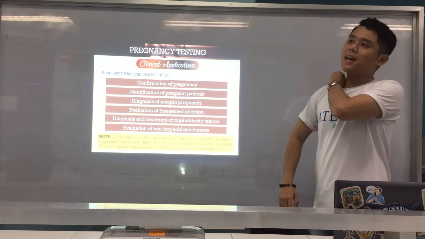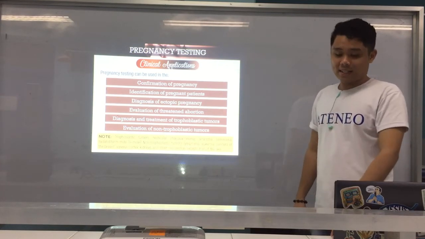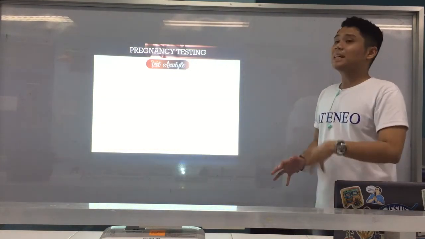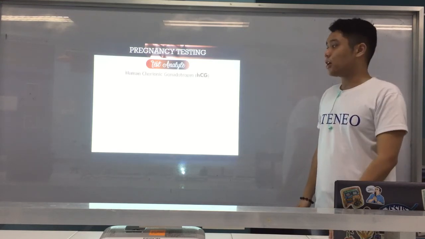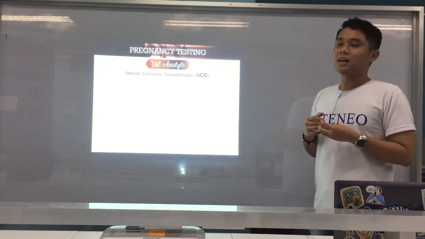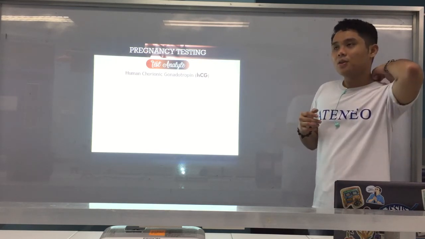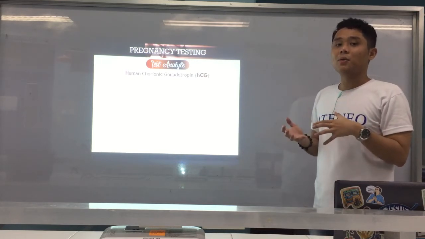Okay. So again, we'll discuss the principle of pregnancy testing. Okay. So, what are we testing in our pregnancy testing? What we are really testing is your human chorionic gonadotropin or your HCG. Okay, so this is a hormone. All right? So, we are testing this because, again, in a way, it would help us evaluate pregnancy.